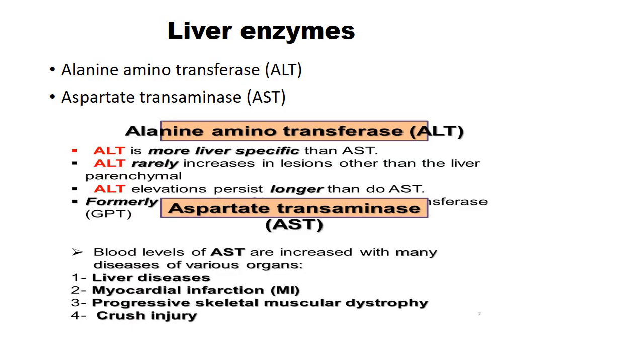Now about the liver enzymes: alanine aminotransferase, ALT, and aspartate aminotransferase, AST. ALT is more liver specific than aspartate transaminase, and ALT elevation lasts longer than aspartate transaminase. On the other hand, aspartate transaminase is present in liver diseases, but it is also present in myocardial infarction, skeletal muscular dystrophy or crush injury.